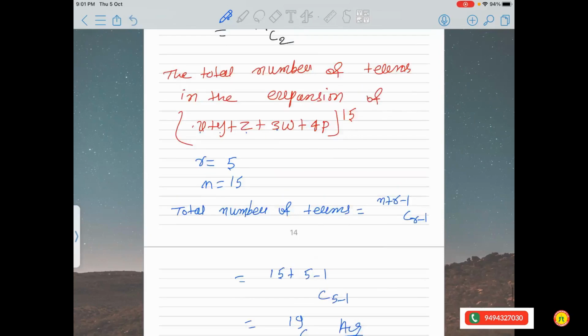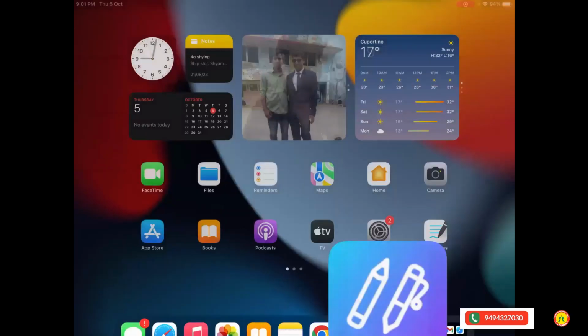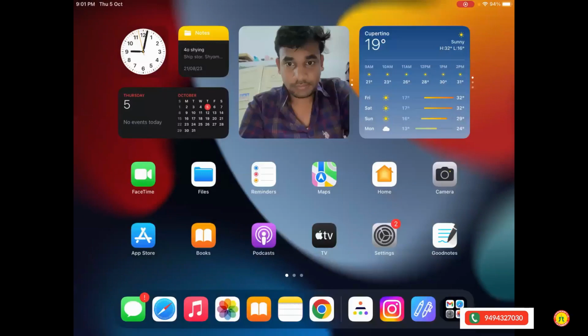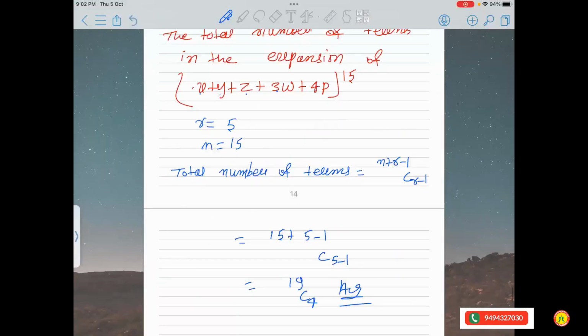Got it? How to solve? Aditi, understood? Yes, I got the same answer. Aditi, did you understand how to do this question?